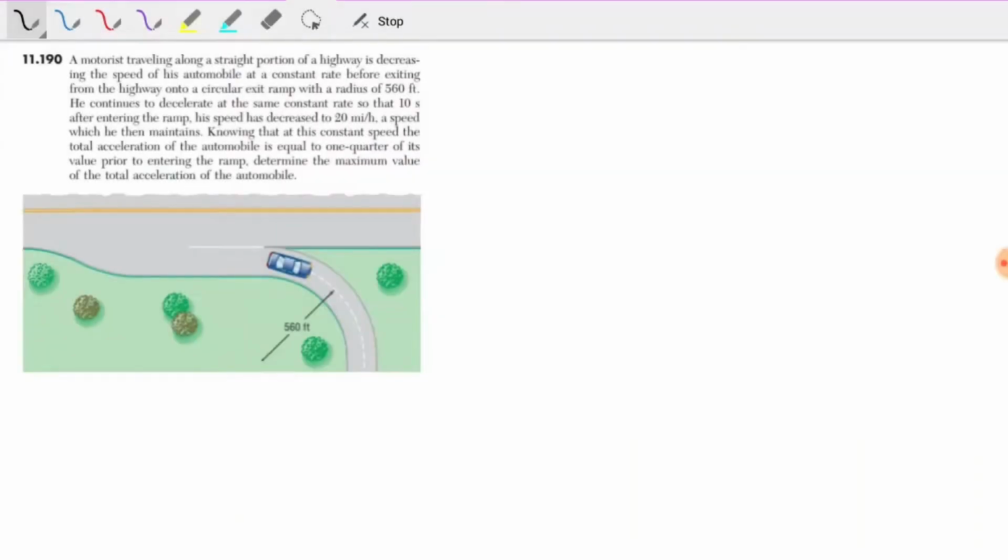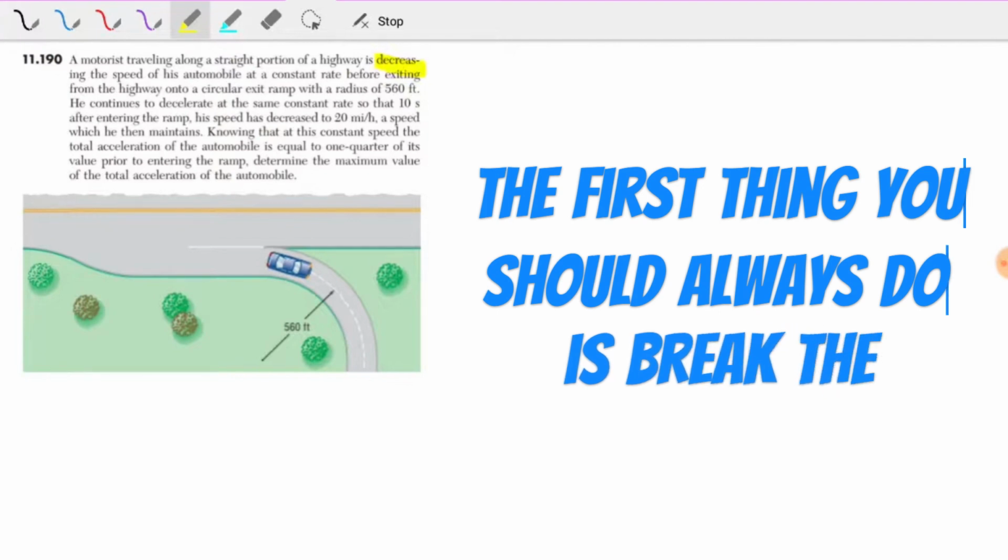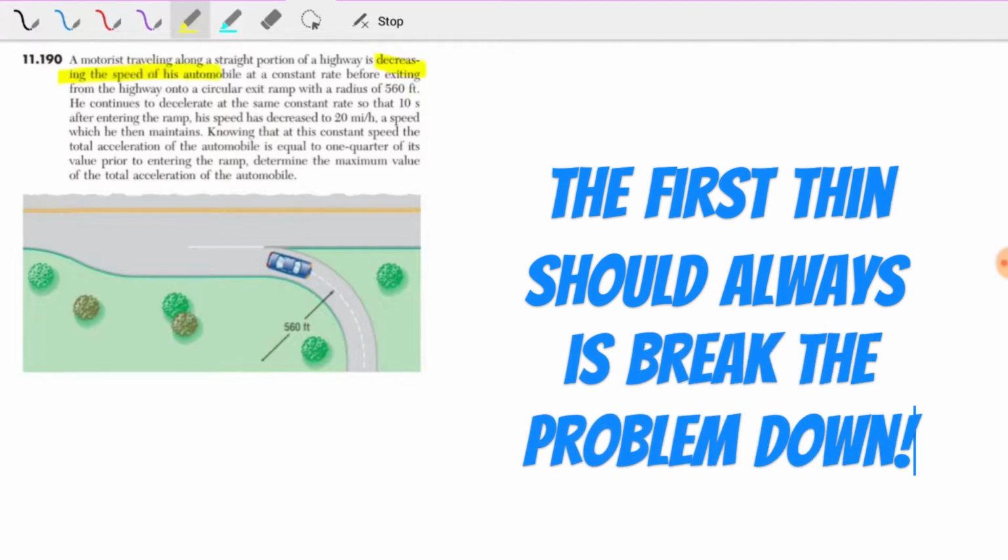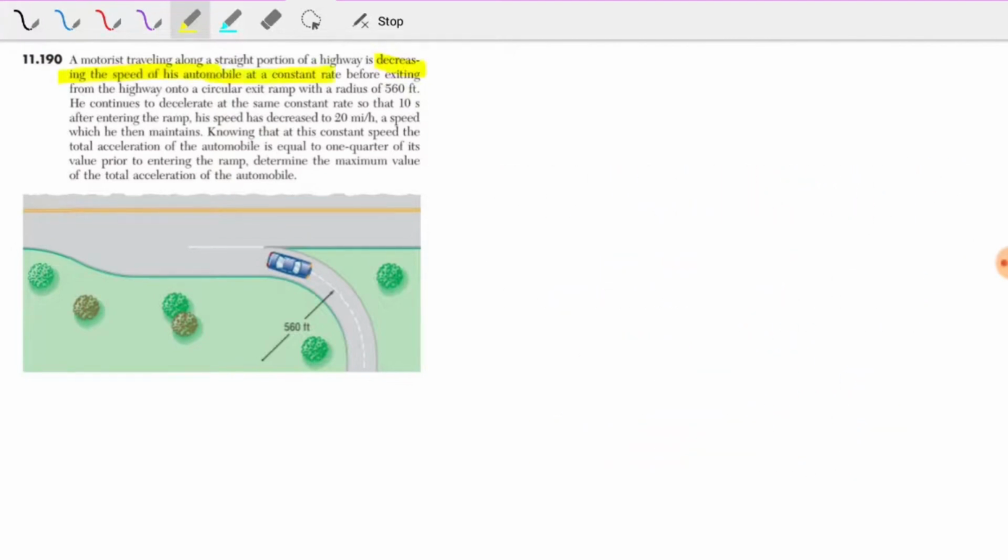How's it going, everybody? We've got a motorist traveling along a straight portion of a highway, decreasing the speed of his automobile. Decreasing the speed, that's important. That's going to be an acceleration at a constant rate. Yes, constant acceleration, so I've got some equations there.